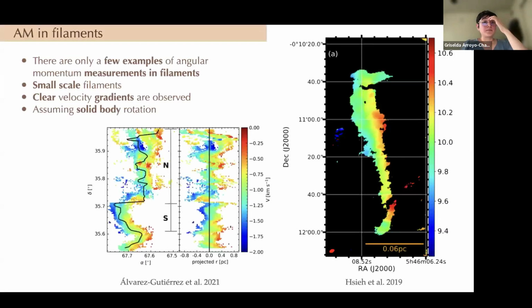What I'm doing now, since I have a lot of filaments, and I've been discussing this with a few of the visitors during the semester, is this: there are only a few examples of angular momentum in filaments where they clearly see a velocity gradient along the minor axis. You can think that these filaments are rotating cylinders, and they need to see a clear velocity gradient and assume solid body rotation to compute the angular momentum for the entire filament. But the question here is whether these filaments are really rotating with respect to the main axis. This is the question about angular momentum in filaments, now that I have a lot of filaments.